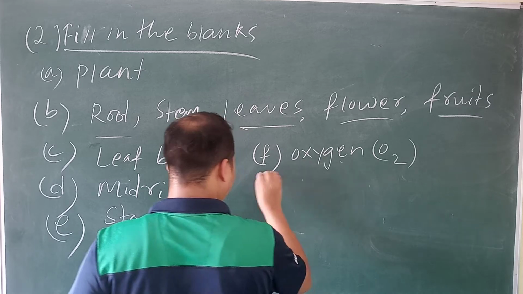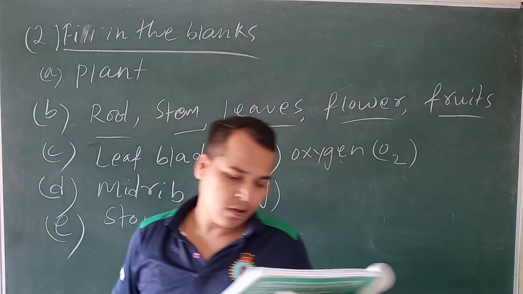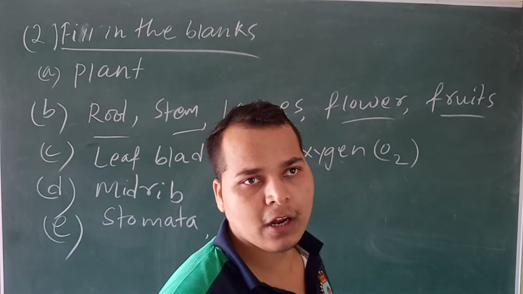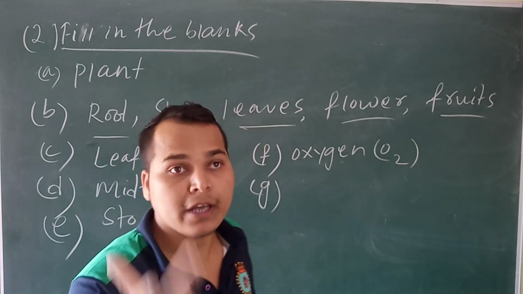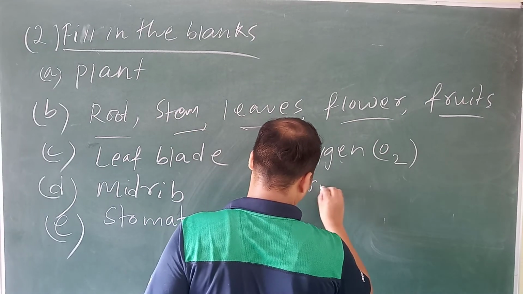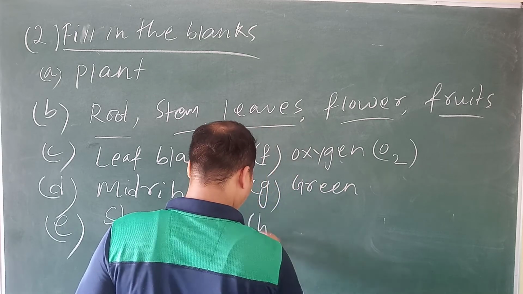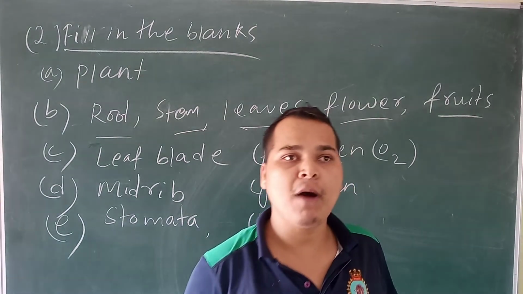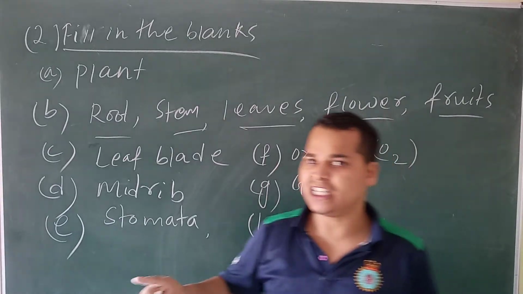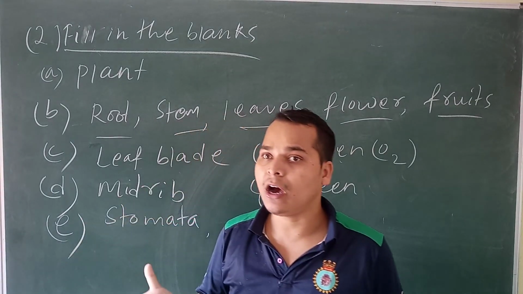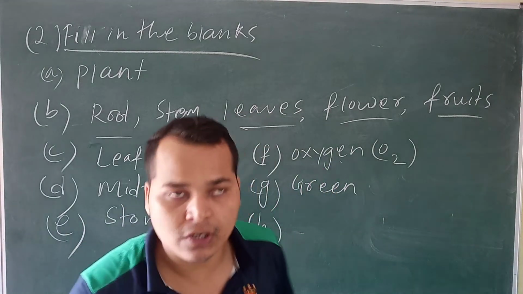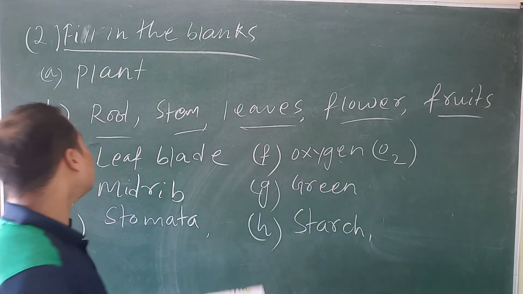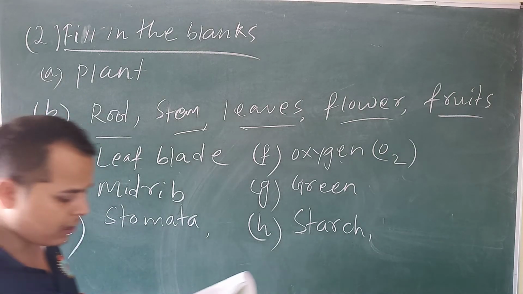Then question number G. Chlorophyll is dash in color. Is chlorophyll black, white, yellow, what color? It is green. Then question number H. Plants manufacture food in the form of what? In the process of photosynthesis, plants prepare their food. What is this called? It is called starch. So this is about the fill in the blanks. It is over.